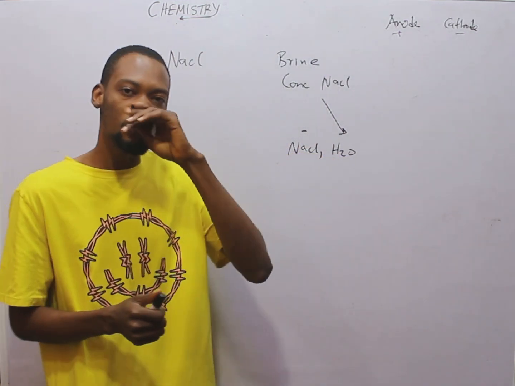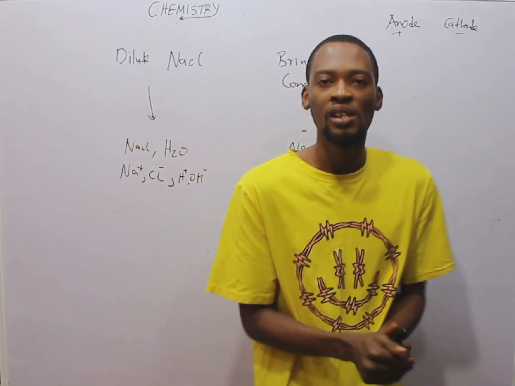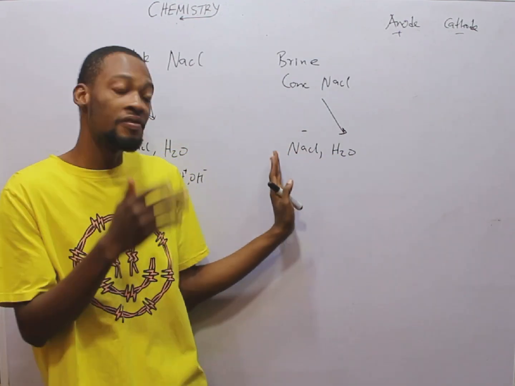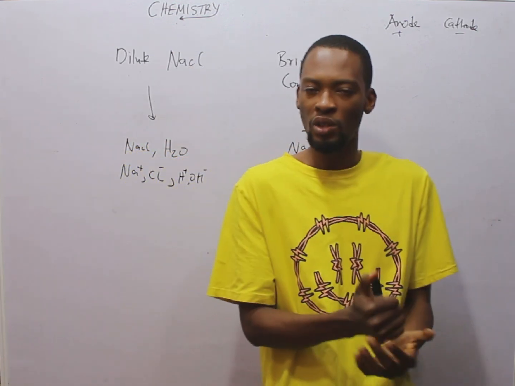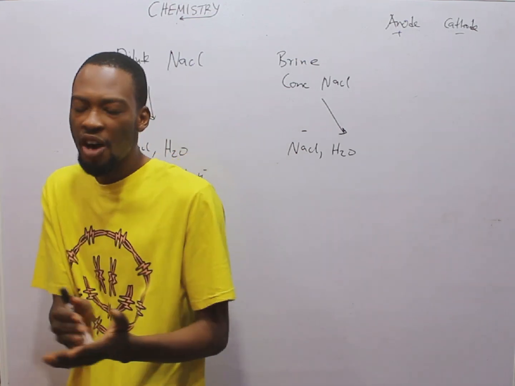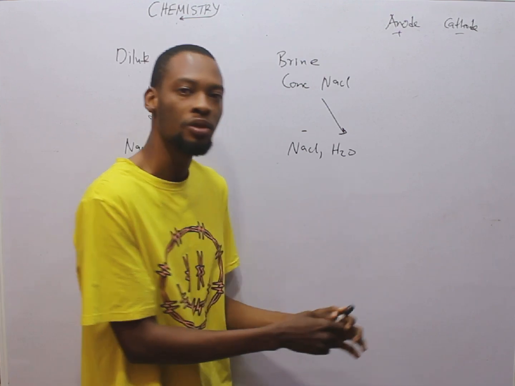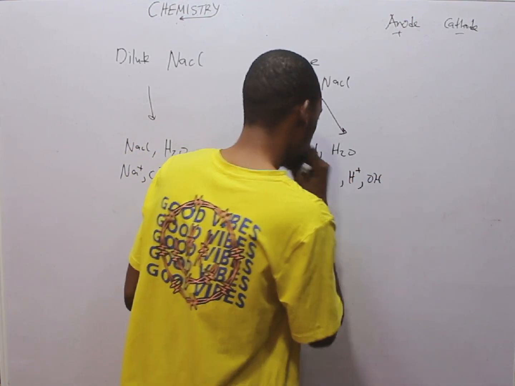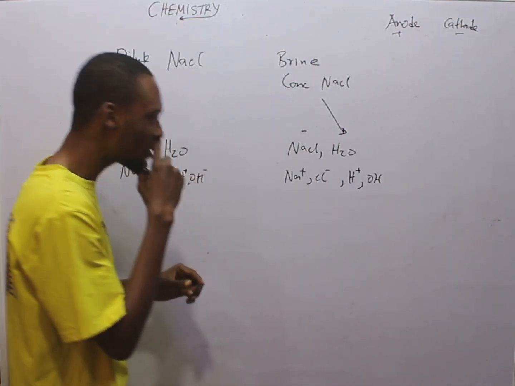Remember, according to Arrhenius, an acid is a substance which, when dissolved in water, produces hydrogen ion as the only positive ion. Hydrogen ion is referred to as proton. And a base is any substance which, when dissolved in water, produces hydroxyl ion. According to Bronsted and Lowry, acids are proton donors, while bases are proton acceptors. So water dissociates to form hydrogen ion and hydroxyl ion, and sodium chloride here dissociates to give you Na+ and Cl-.